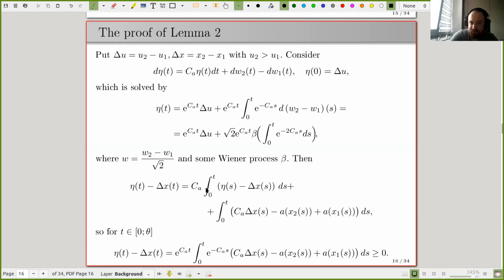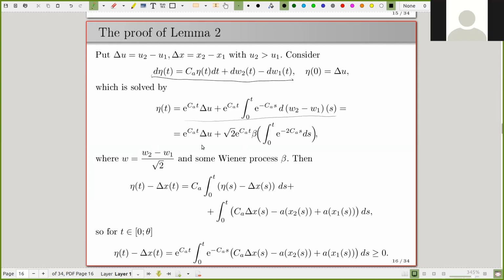So the idea is as follows. We introduce a new process dη, which can be found explicitly in this form, or in this form, where β is some Wiener process. This is just the Knight theorem. And then we look at the difference between η_t and Δx. And it's easy to check using the properties of a that for those t that are less than or equal to θ, η majorizes Δx_t.